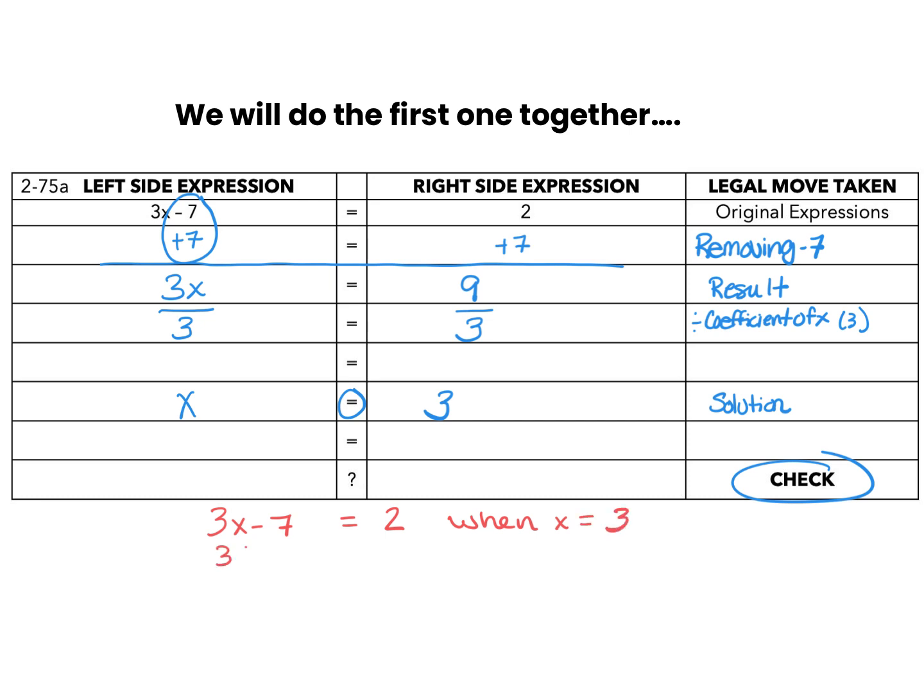So you must show your steps. That's why we've been practicing this. And that's going to hopefully equal 2. 3 times 3 is 9 minus 7. And 2 does equal 2. So your answer is x is equal to 3. And that's how you solve an equation.